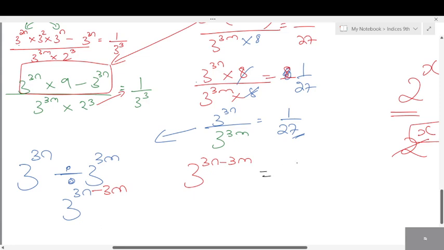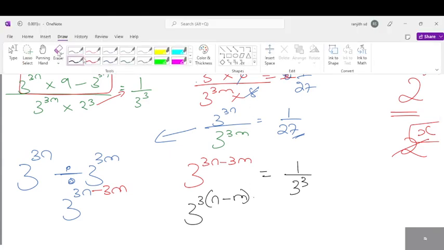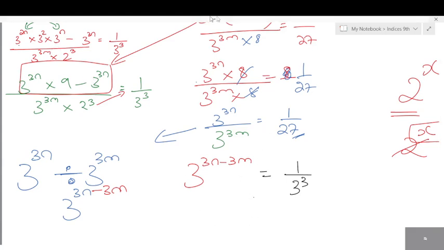See, 1 by 27. In the beginning, what was 1 by 27, students? Can I write it as 1 by? What is 1 by 27? 1 by 3 cube. Okay. Here, what is common? 3 is common, right? If I take 3 outside, what do I get? I can write it as n minus m. If not, do one thing. Just ignore that. I'll keep it as it is.